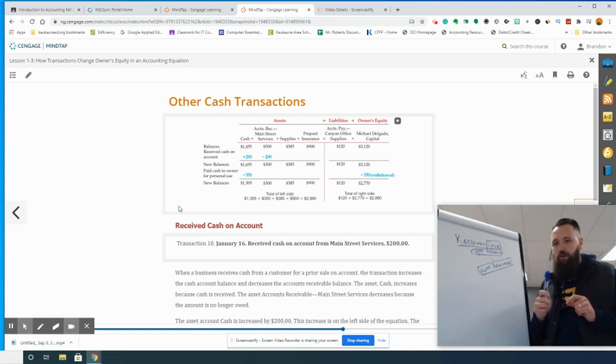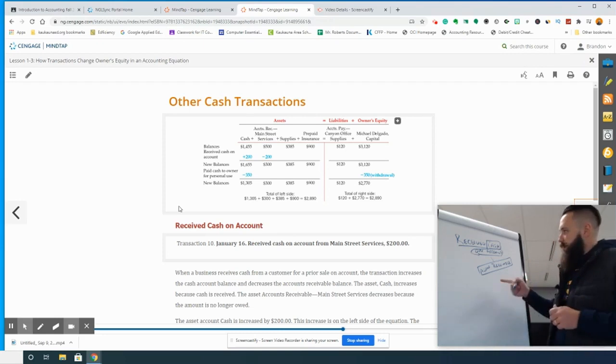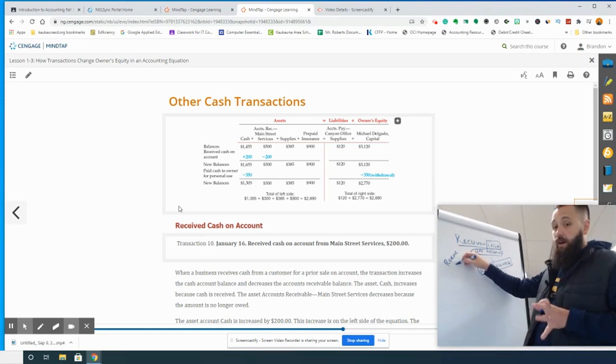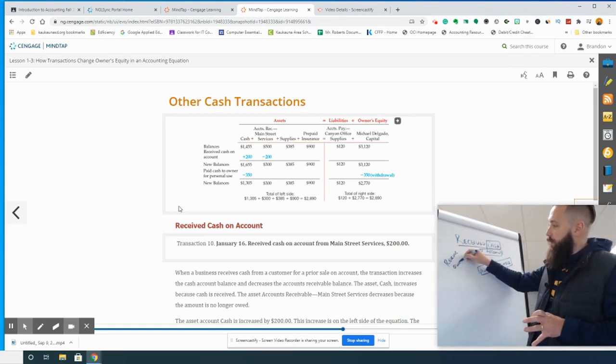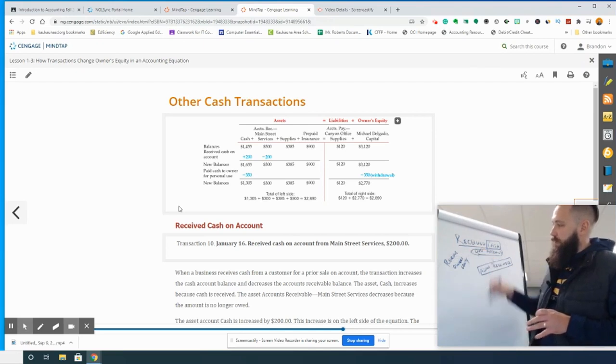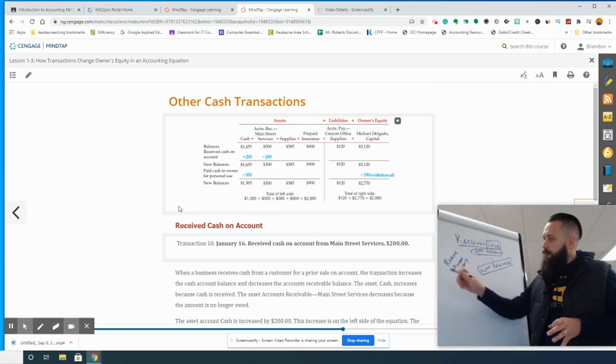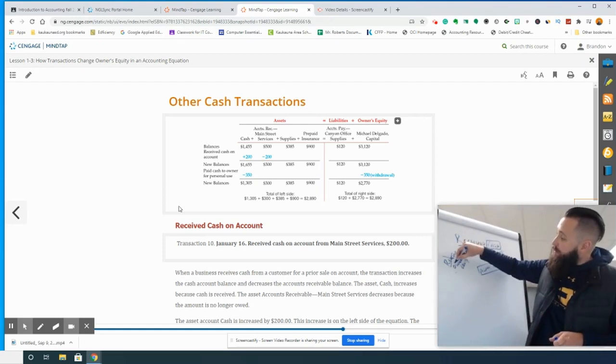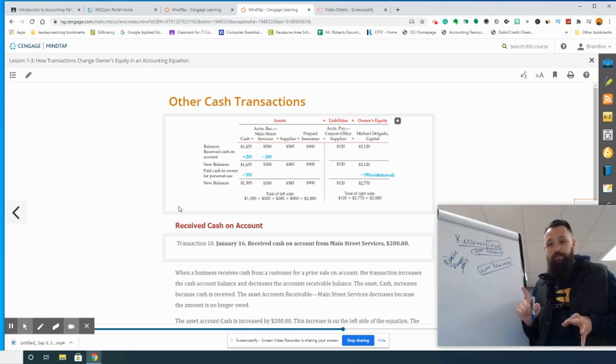Something very, very important to note here. You might think that this is considered a revenue. Some people might look at this and go, oh yeah, this must be a revenue, and this is going to affect our owner's equity. Now, this is probably one of the hardest things to get in this unit. People think it's a revenue and they think it's going to affect our owner's equity, but it's not. It is not a revenue, and it is not going to affect our owner's equity.